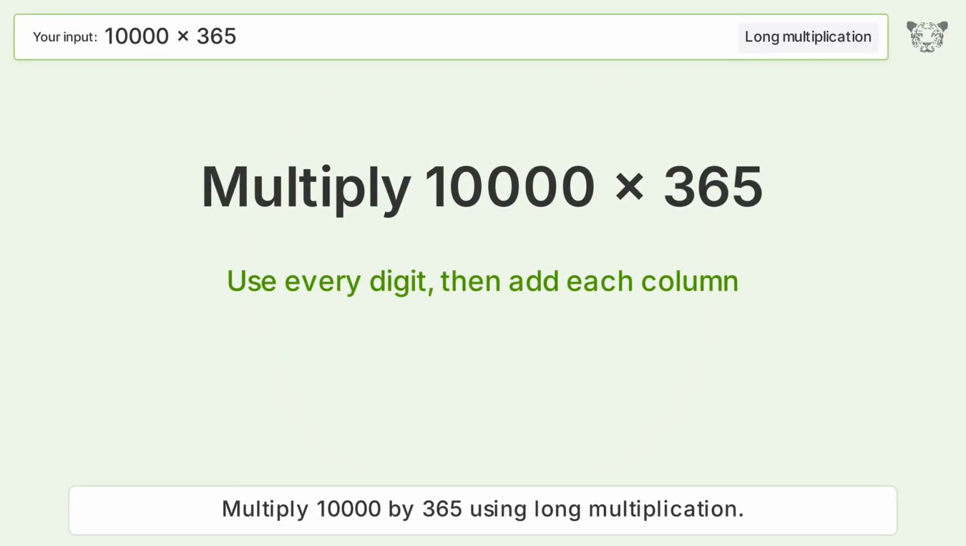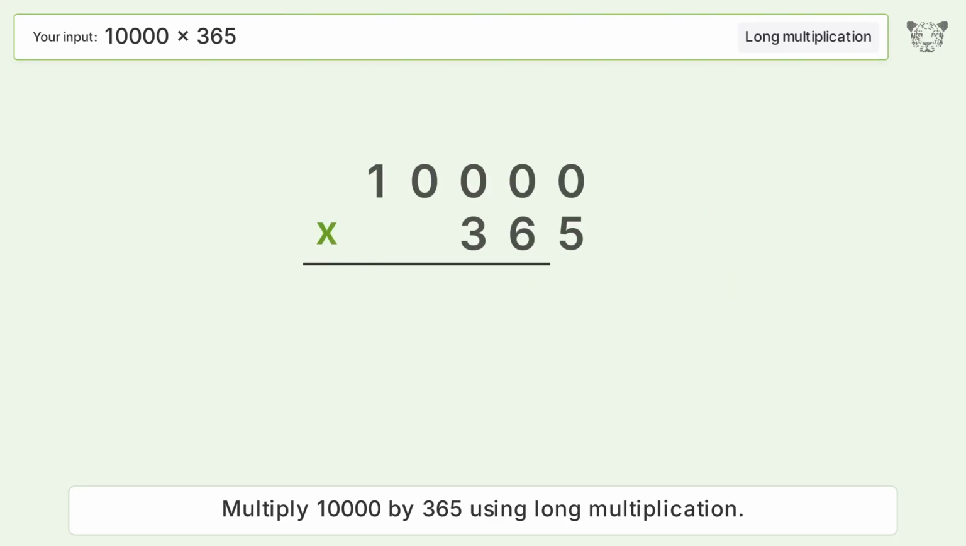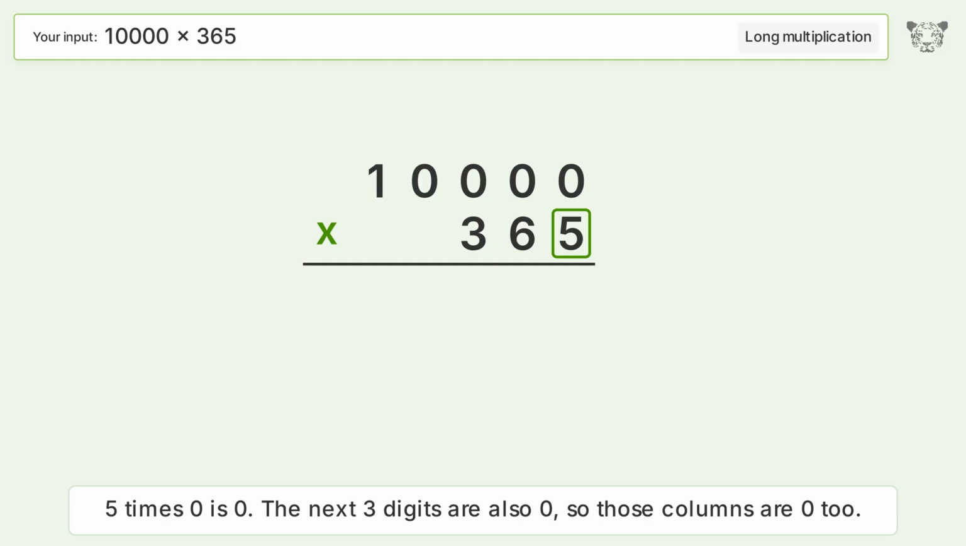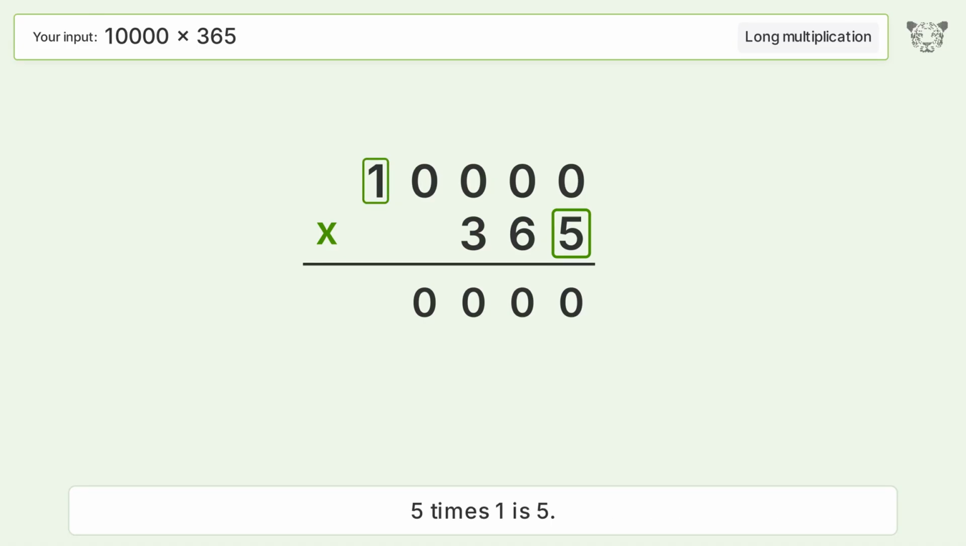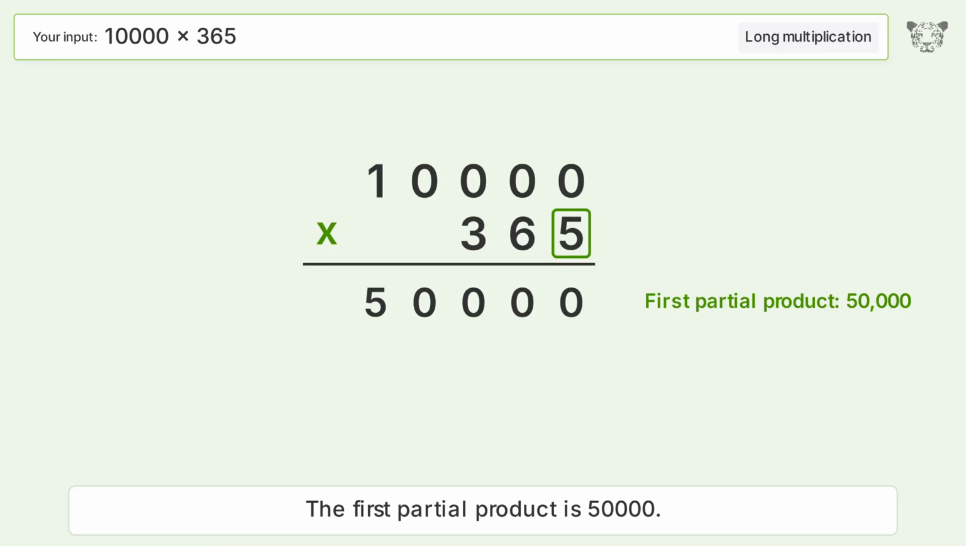Multiply 10,000 by 365 using long multiplication. Start with the ones digit, 5. 5 times 0 is 0. The next 3 digits are also 0, so those columns are 0 too. 5 times 1 is 5. The first partial product is 50,000.